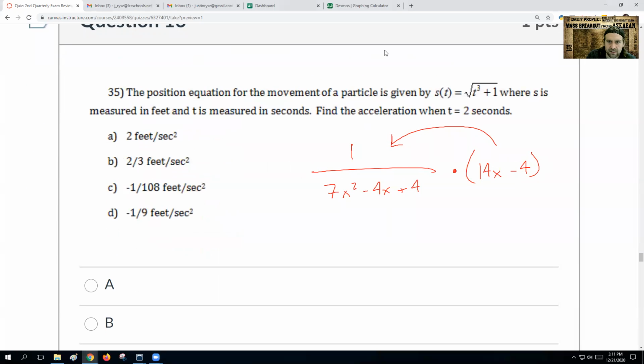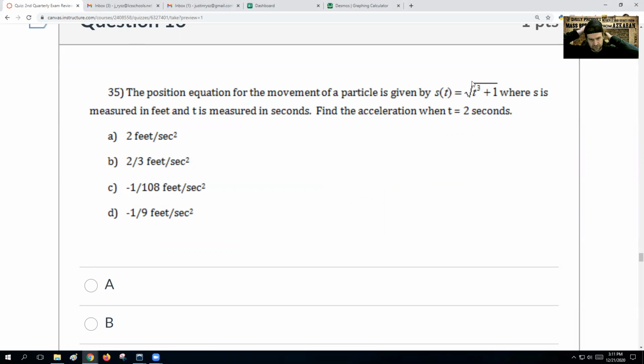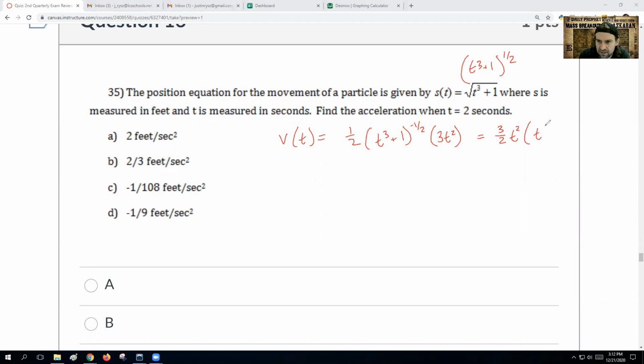All right, 16. Here we go. The position equation of a particle is given, where s is measured in feet. Find the acceleration when t equals 2 seconds. So if we have the position, the derivative would tell us the velocity. I'm going to change the t cubed plus 1 to the half power. So let's take the derivative to get the velocity. That would be 1/2 of t cubed plus 1 to the negative 1/2 power, and then we times by the derivative of the inside, that'd be 3t squared. So we get 3/2 t squared times t cubed plus 1 to the negative 1/2 power.